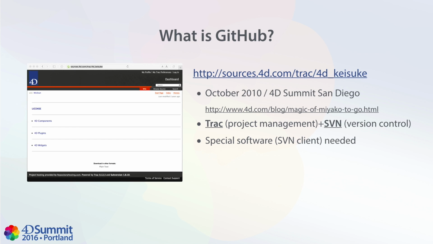Now, I started using GitHub around 2012. Back in 2010, at the San Diego summit, part of the keynote was that we had started a new repository. The URL was sources.4d.com, and it was announced that all my work that previously used to be posted on the forums or elsewhere would be hosted in a centralized manner and managed on this site. This site was using two pieces of software, Trac for project management, and also SVN for version control. Which was nice. It was a very solid decision back then, and still is, I suppose.